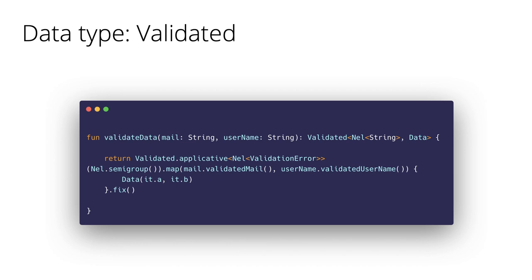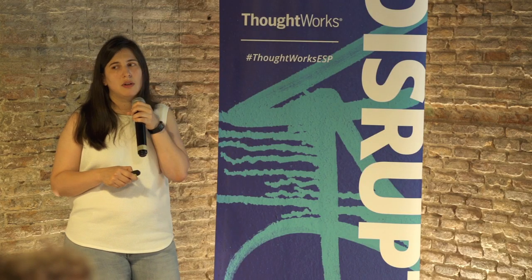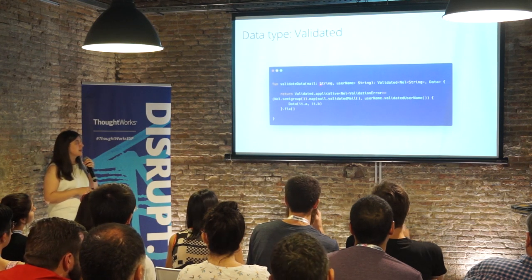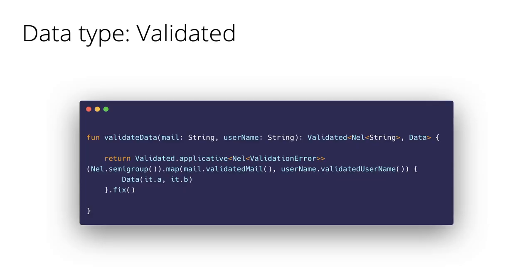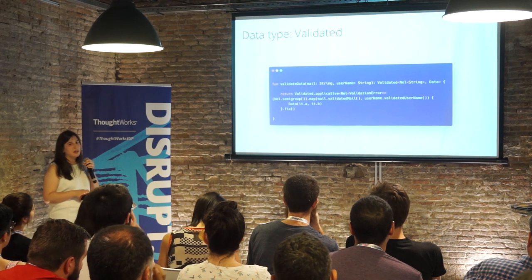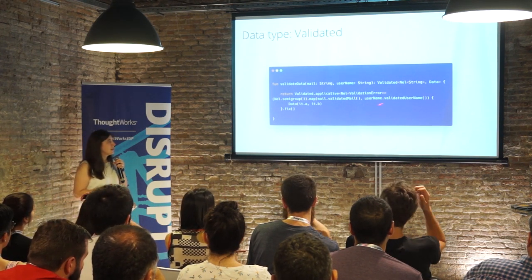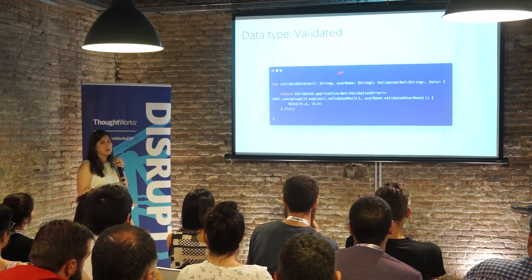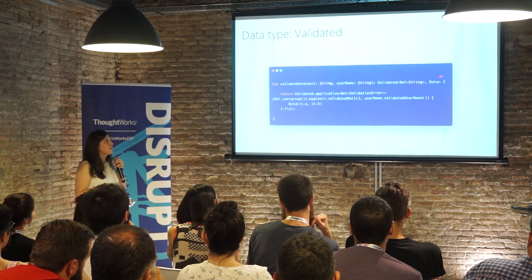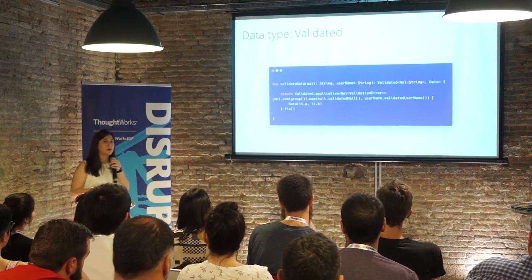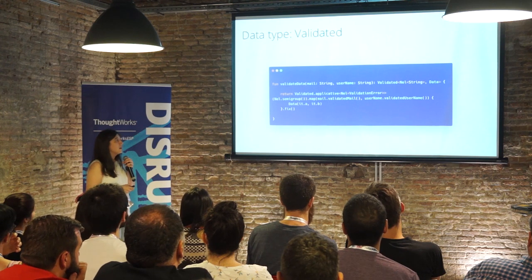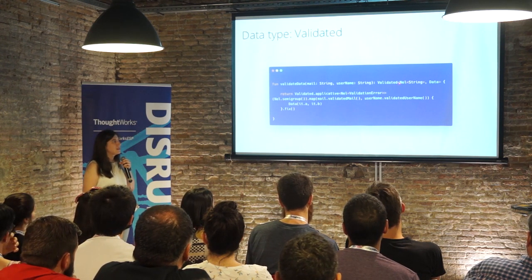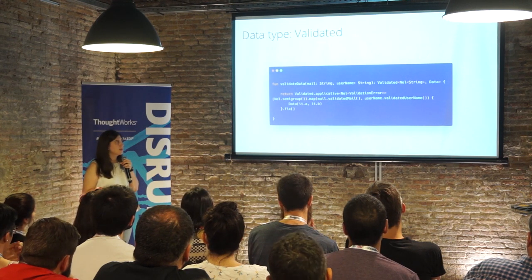This function emulates that we are going to validate all the attributes inside of a request, in this case only mail and username. And we are going to return all the error messages related to that validation, or the data itself. So imagine that in a controller you have this as a first step. You call this validate data, passing all the values of the request. If you get the data, it means everything went okay, and therefore you are going to call your service or other components that you have. But if you get a non-empty list of strings with all the errors, you want to send this back to the client.